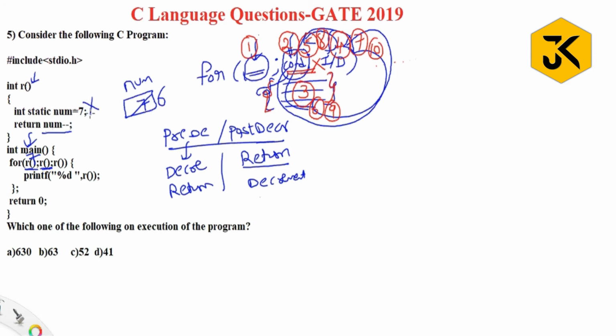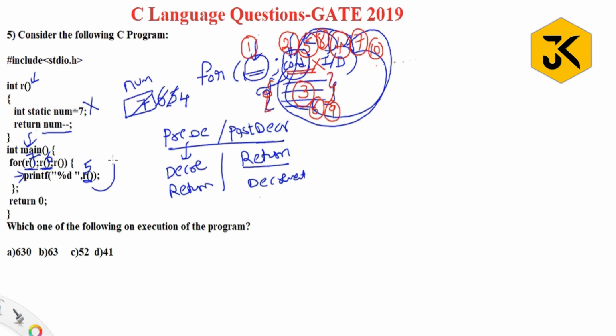This static initialization won't execute multiple times. Now it returns 6. Yes, it is a positive value, so the condition is true, and num is decremented to 5 after the value is returned. Then the next statement is the block of statements: printf %d of the R function. Now the R function returns the num value 5, and num is decremented by 1. This is what you need to understand.